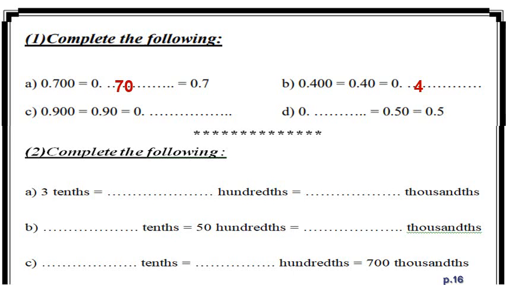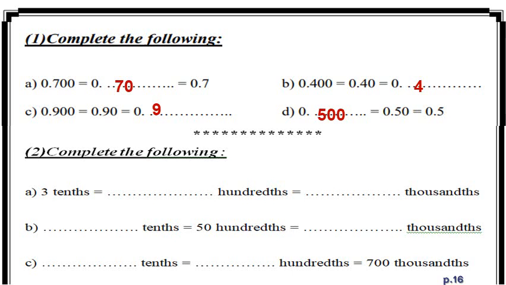In letter C, 0.900 equals 0.90, so we removed one 0. It will be equals 0. What? It will be 0.9. Super. In letter D, I have 0 point dots equals 0.50 equals 0.5. So 5 becomes 50, so the next will be 500. So here this means equivalent decimals.